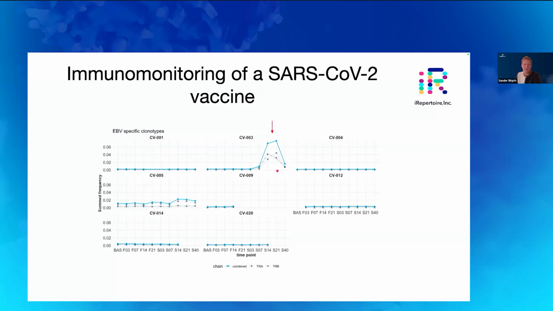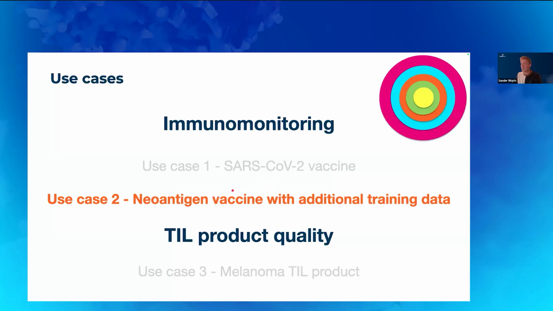And they later confirmed to us that this person indeed suffered from mononucleosis, which is an EBV-induced disease, showing that we can do a lot more than just look at SARS-CoV-2 specific clonotypes. So that's it for use case 1.